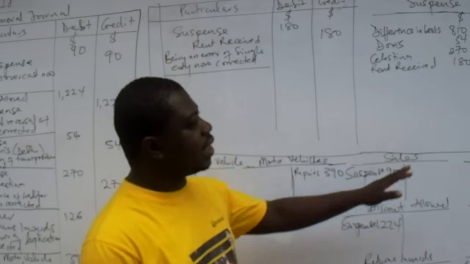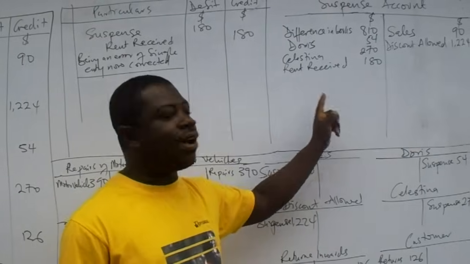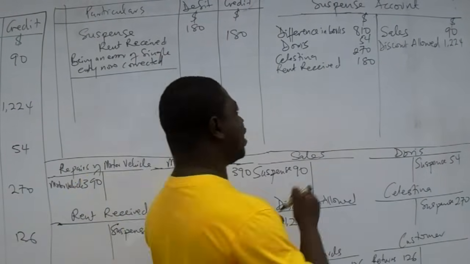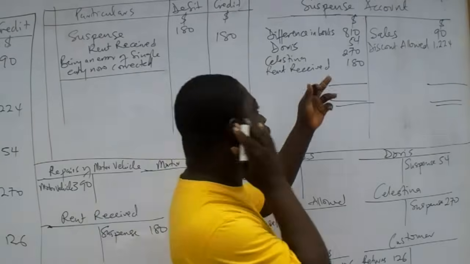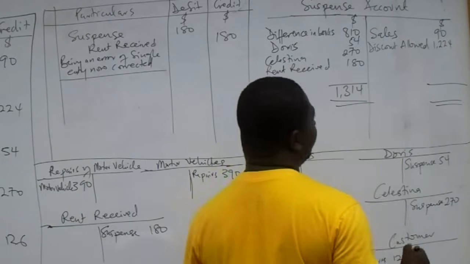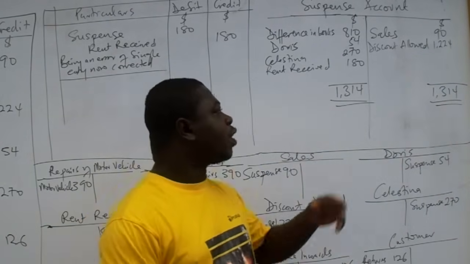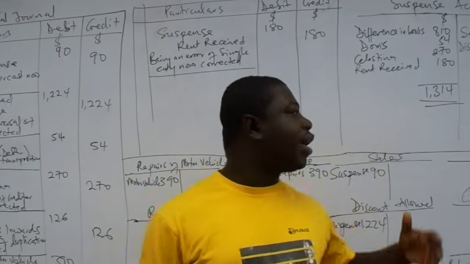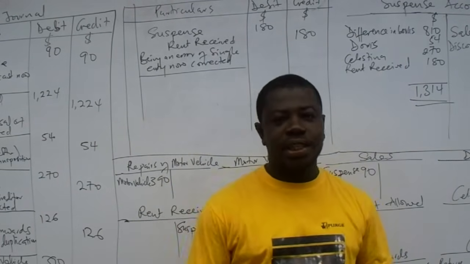So now what we have to do is just add up the suspense account to make sure that it balances. If your suspense account does not balance or agree, it means that you made a mistake again somewhere. You should go back and rectify that. And so when we add up the suspense account, we have $1,314 for the debit side and $1,314 for the credit side. And so our suspense account has balanced. And so it tells us that we have done our best and we have corrected these errors. So we are done with the suspense account and we are done with the journal entries.